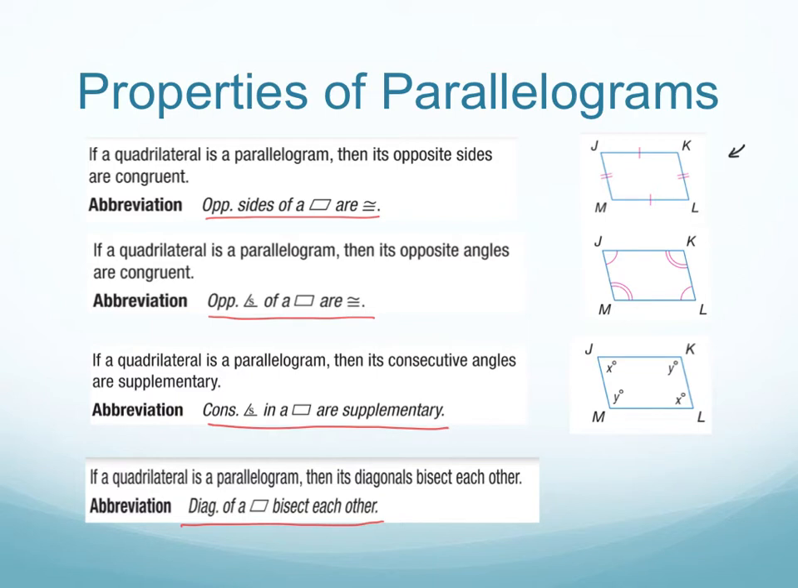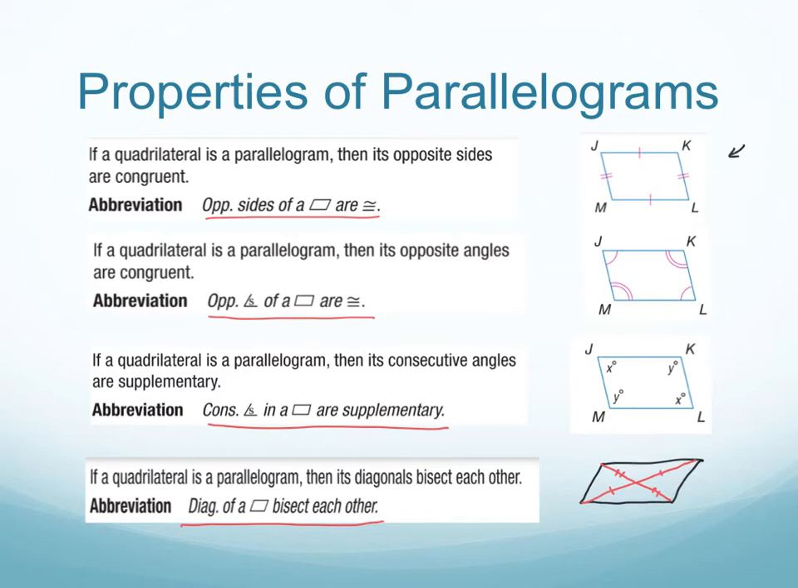And the last one doesn't really have a picture because it's kind of hard to draw, but I'll try to do it anyway. You have a parallelogram, and then they have diagonals. And the diagonals go from one vertex to the other. So those are my two diagonals. All right, and these bisect each other.